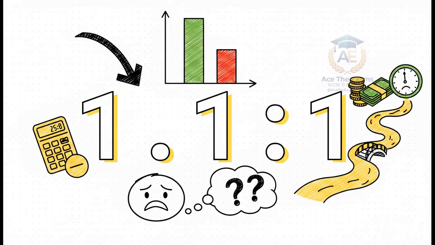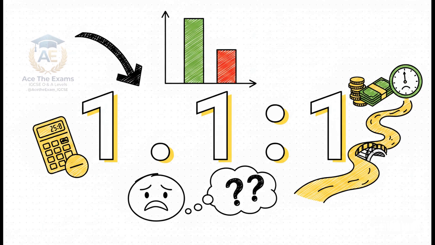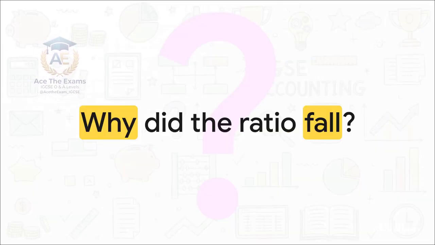Imagine a scenario where a business's current ratio suddenly plummets from a healthy 2.5 to 1 down to a worrying 1.1 to 1. Calculating that drop is just your baseline AO2 skill. To secure those crucial AO3 evaluation marks, simply stating the new number isn't going to cut it. You have to investigate what this dramatic drop actually means for the business's day-to-day liquidity. You literally have to become a financial detective.